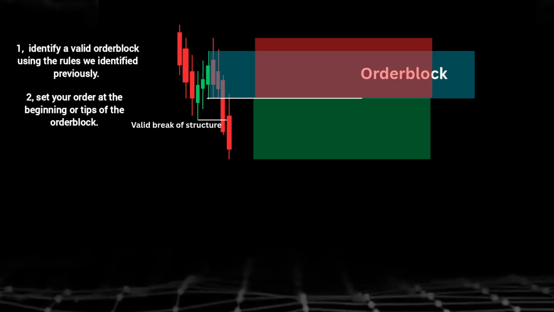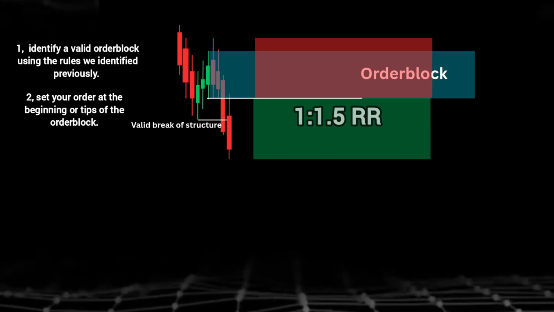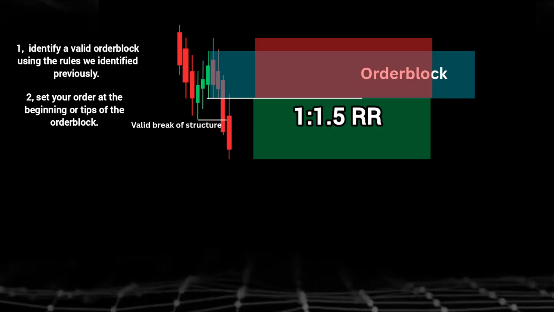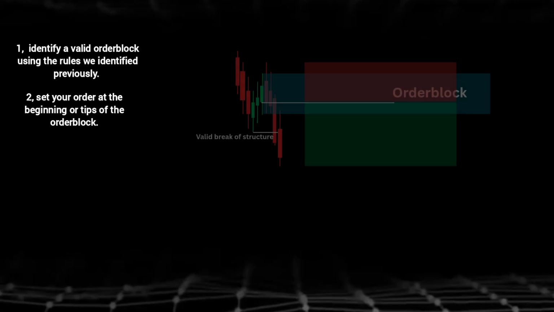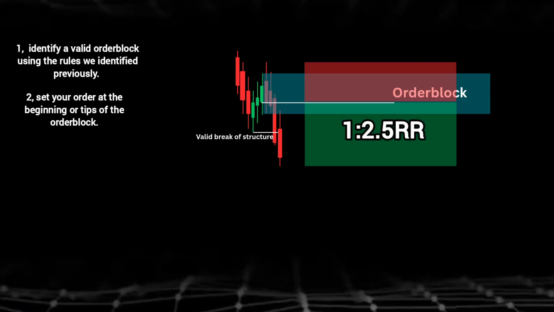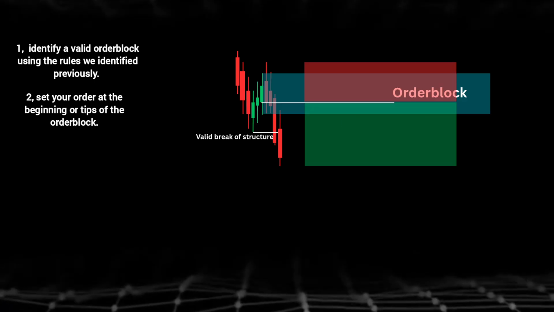You can use the wick to place your order or the body of the candle. The wick reduces your risk to reward ratio, but you catch more trades instead of missing them, while the body increases your risk to reward ratio, but you miss more trades unlike the wick entry.